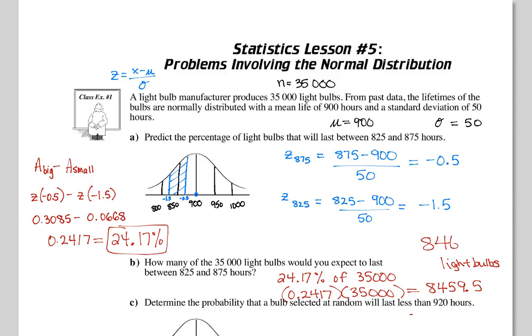So 8,460 bulbs will last between this many hours. Probably. Keep that in mind. Probably, maybe. Yeah. Because a company can only predict what will happen. The future is not certain. Right? These are probability distributions.